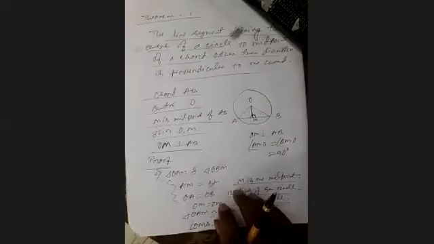Okay, so here we have shown that MA equals MB, OA equals OB, the radius of the same circle, and OM equals OM because OM is the common side between these two triangles. So three sides are equal to each other. So it is the SSS theorem.